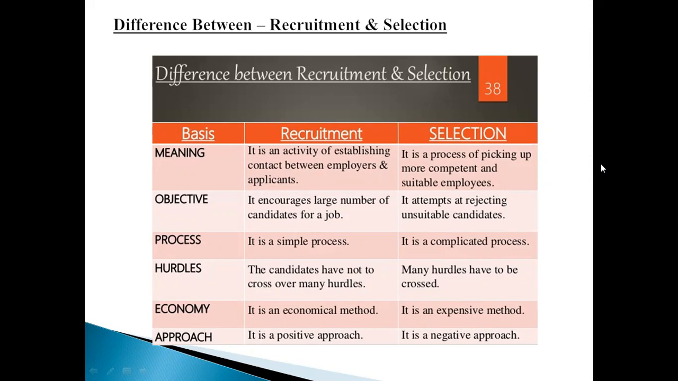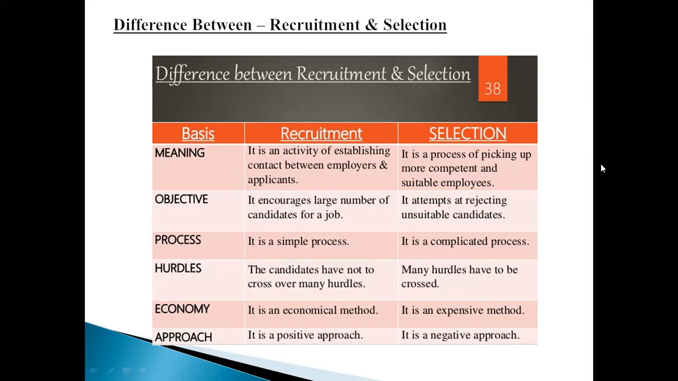It is the selection objective. It encourages a large number of candidates for the job. Now, what is the objective of recruitment? It encourages a large number of people, means a large number of candidates could apply for that particular job. And selection attempts at rejecting unsuitable candidates. If 100 people have applied for the job and the vacant positions are 5, we could hire only those 5 people, and the rest of the 95 people are rejected for that process.